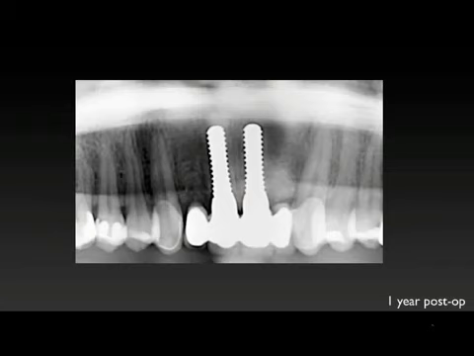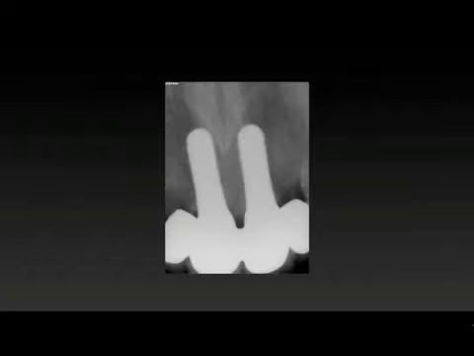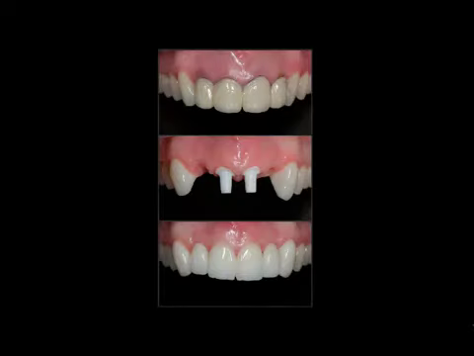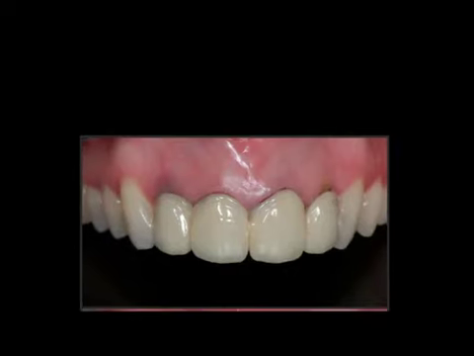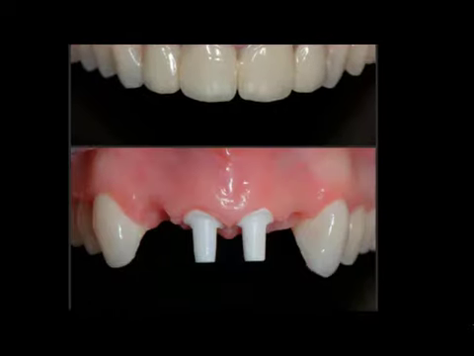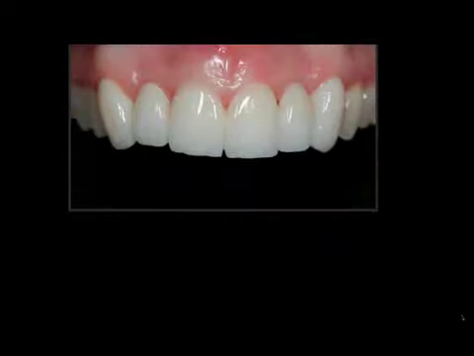Very little remodeling of the bone. We have great emergence from the soft tissue. All in all, we have a really good-looking, stable restoration. And again, this is a close-up PA showing very minimal remodeling, and comparing where we started to where we ended up. We have a very, very happy patient. From a metal reconstruction with PFMs to a metal-free, long-term, lasting rehabilitation.